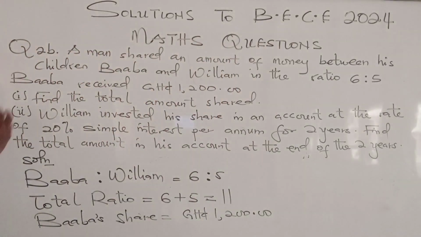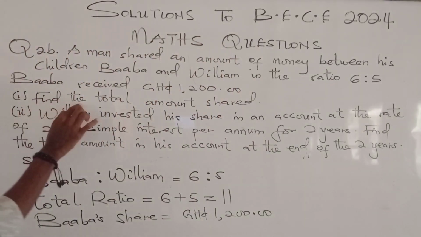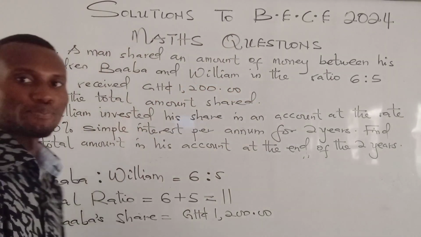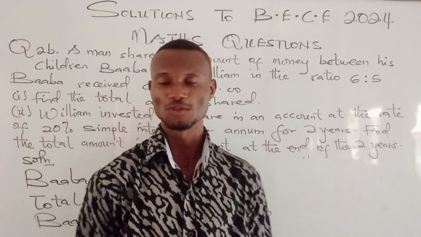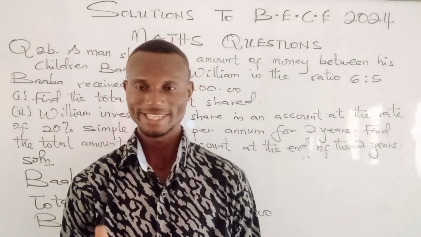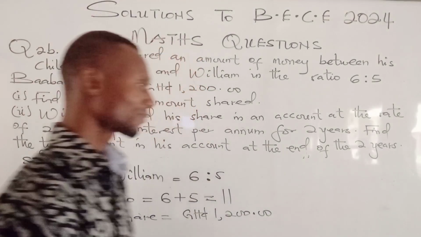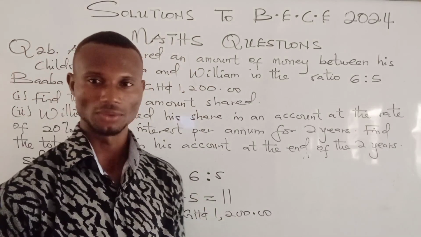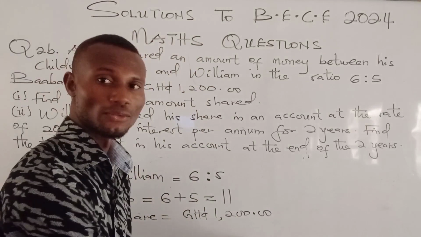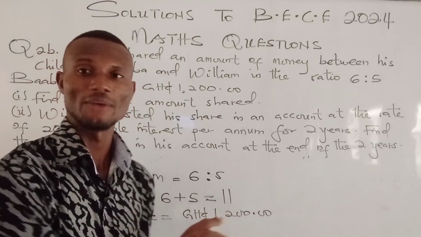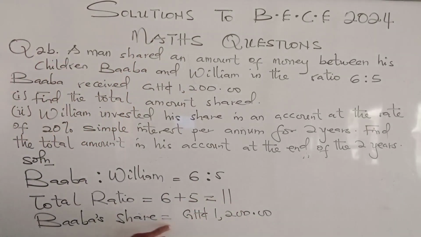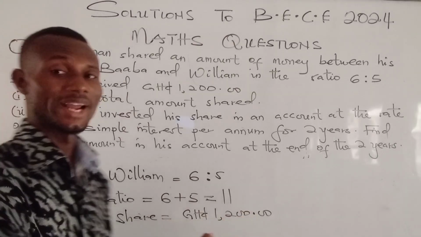It says, for the I part, find the total amount shared. So the I part of the question is asking us to find the total amount which was shared. Now let me explain some things to you. Can you see that Baba's share has been given, which is 1,200 Ghana cedis? We've written it down: Baba's share equals 1,200 Ghana cedis.